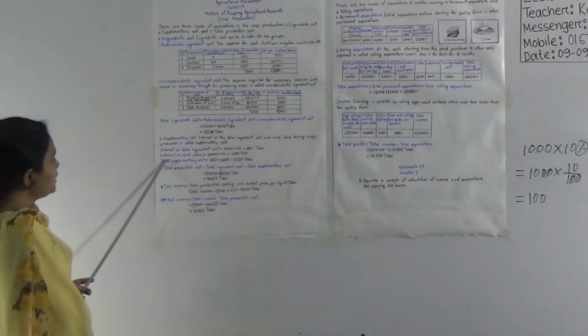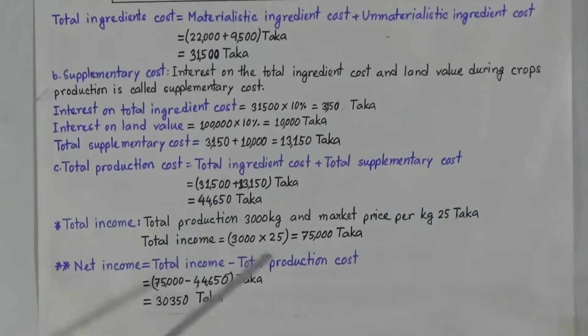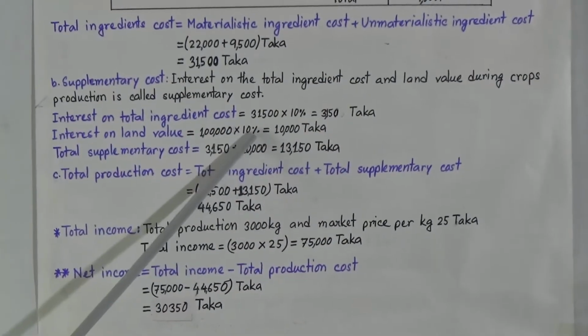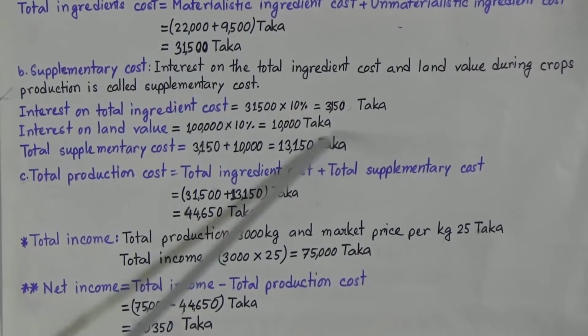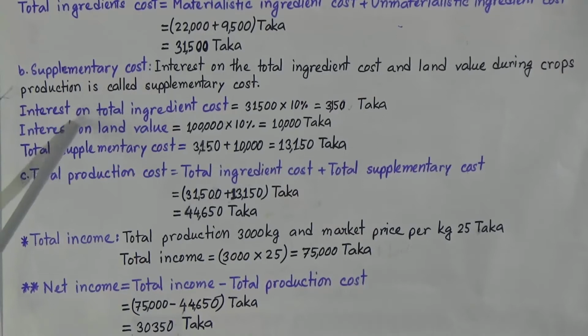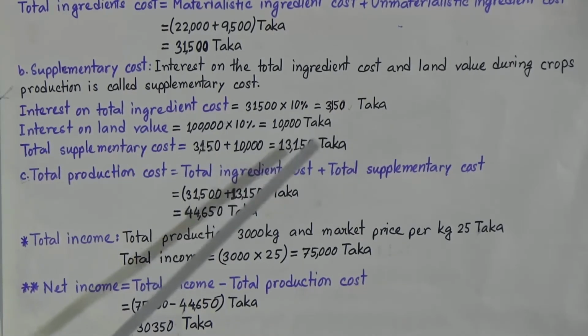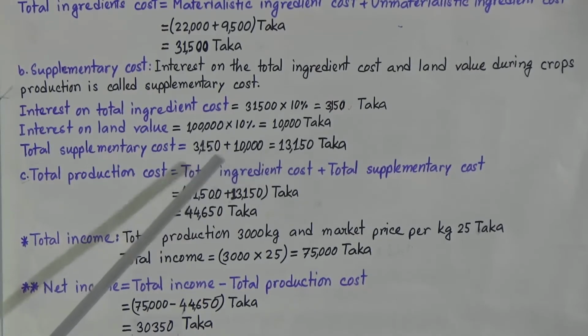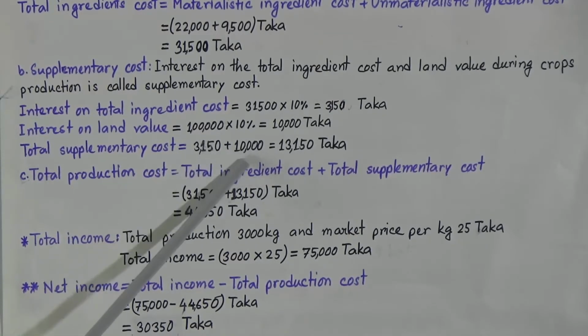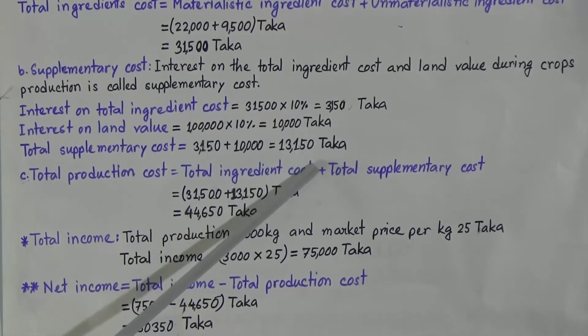Now look, interest on land value. If our land value is 1 lakh, so 10% of 1 lakh will be 10,000 taka. So total supplementary cost will be the addition of interest on total ingredient cost and the interest on the land value. That means we will add 3,150 taka and 10,000. So in total it will be 13,150 taka.